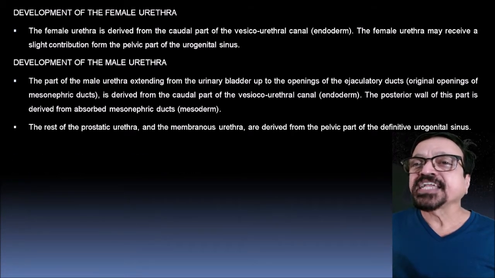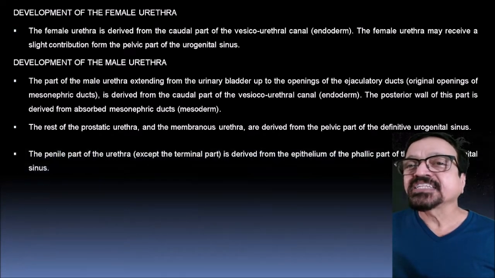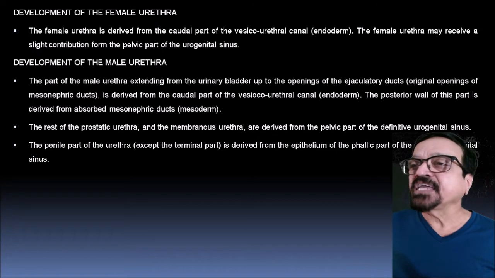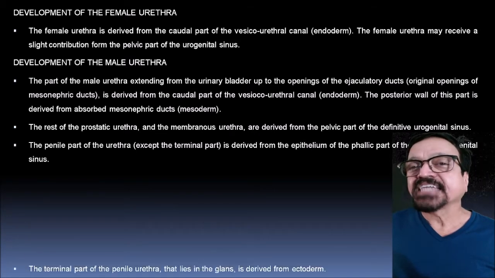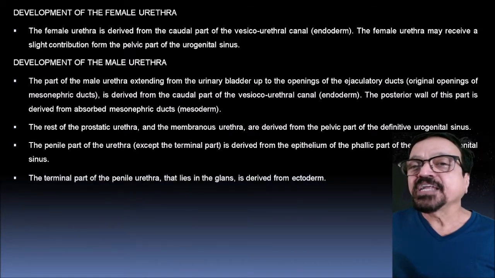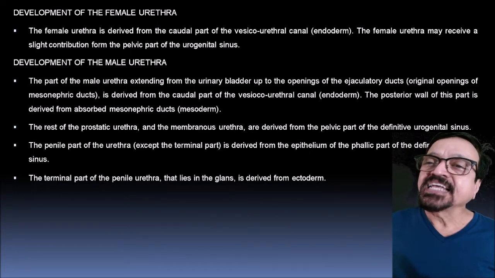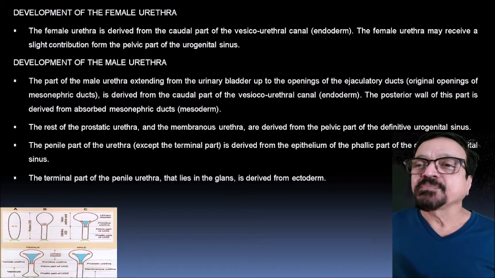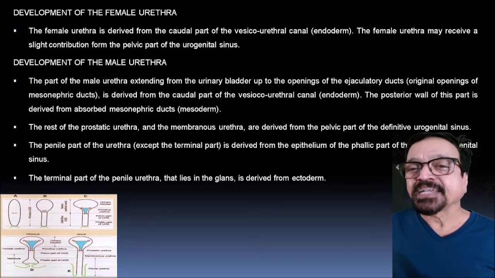The rest of the prostatic urethra and the membranous urethra are derived from the pelvic part of the definitive urogenital sinus. The penile part of the urethra, except the terminal part, is derived from the epithelium of the phallic part of the definitive urogenital sinus. Now, the terminal part of the penile urethra that lies in the glans is derived from the ectoderm. Here they are showing it diagrammatically.